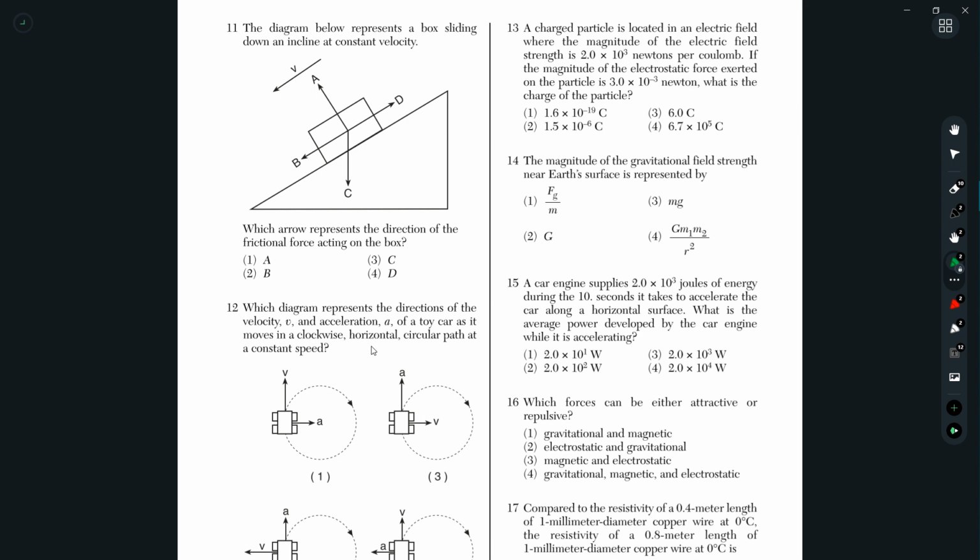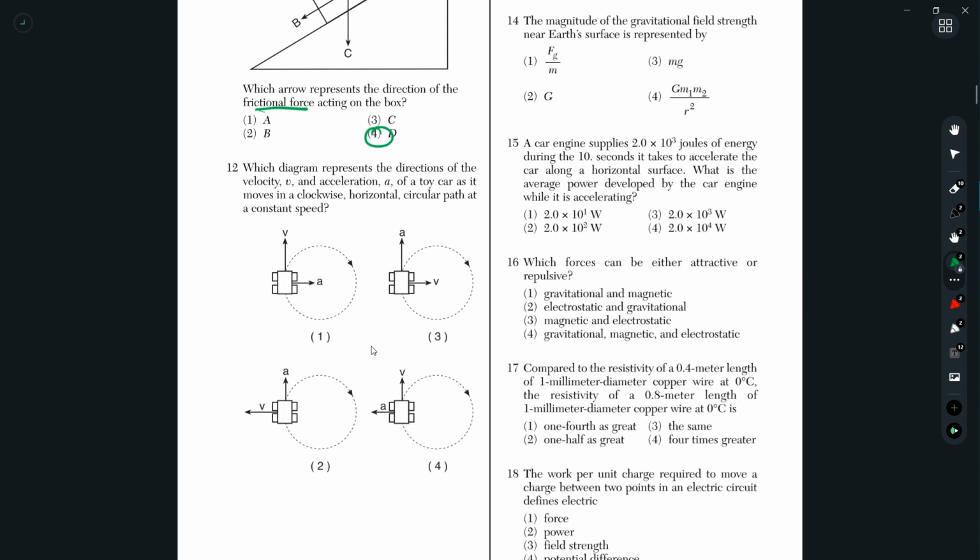All right. Number 11. Nice, easy, straightforward question. I want the force of friction. If we're going this way, friction points the other way, so that's choice D. Oh, here it is. What diagram represents the velocity and acceleration as it moves in a circle? Acceleration has to point towards the middle, has to be choice 1.